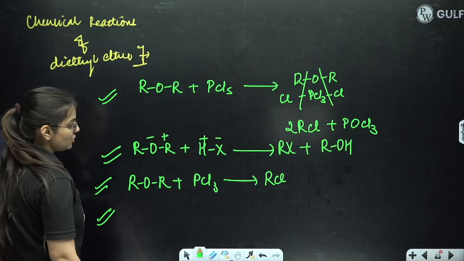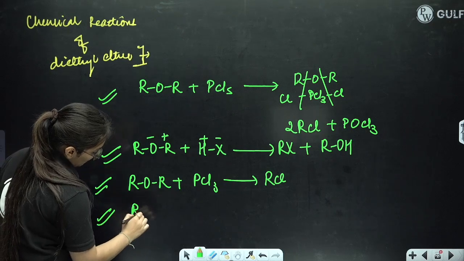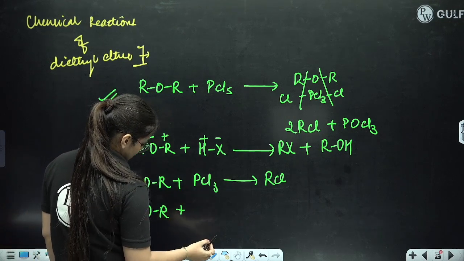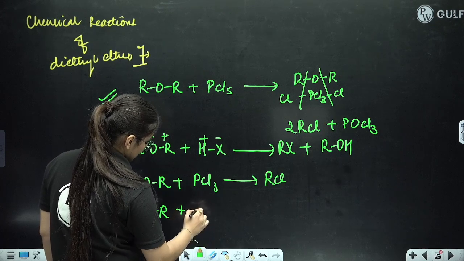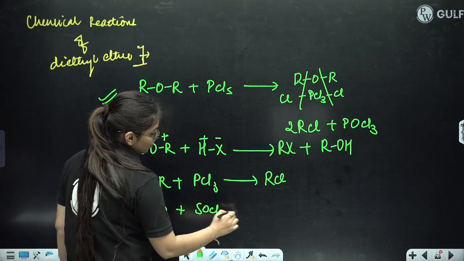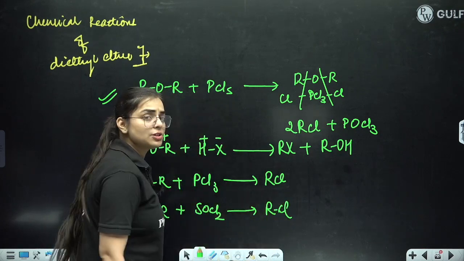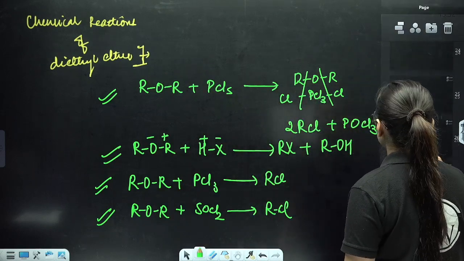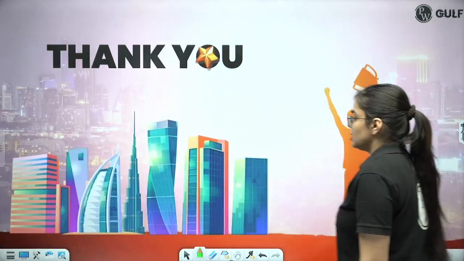The next reaction that you can go with is, if you are reacting ROR with, let's take an example of SOCl2. So here also students, what you will be obtaining? You will be obtaining RCl. Simple students. So these are the chemical properties of whom? The chemical properties of ether. Clear everyone?